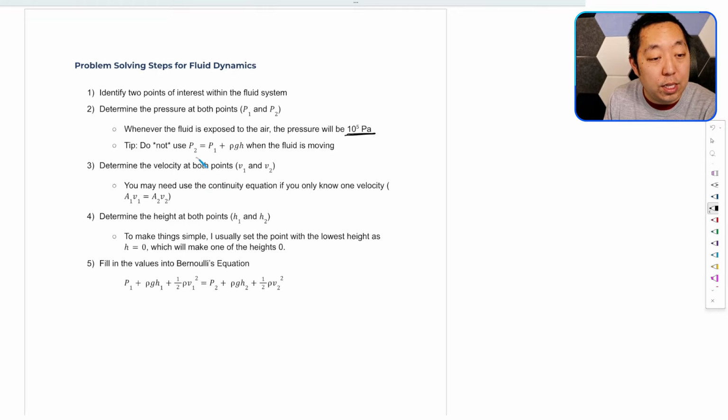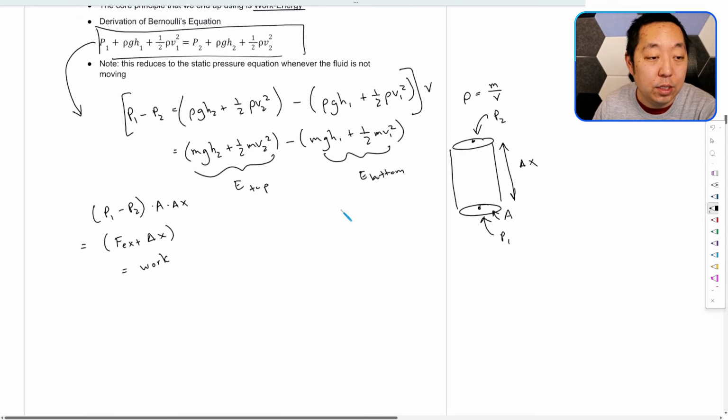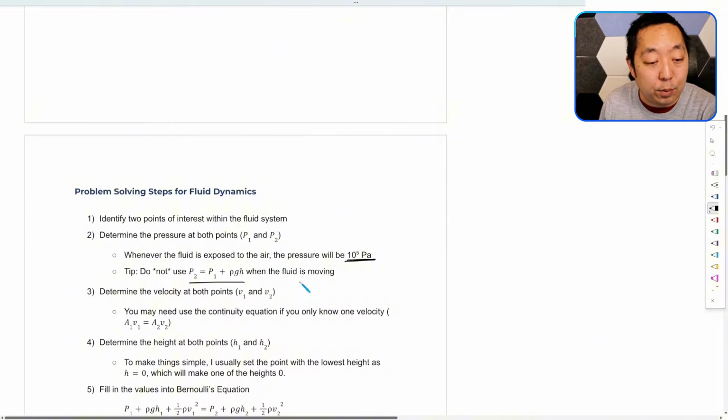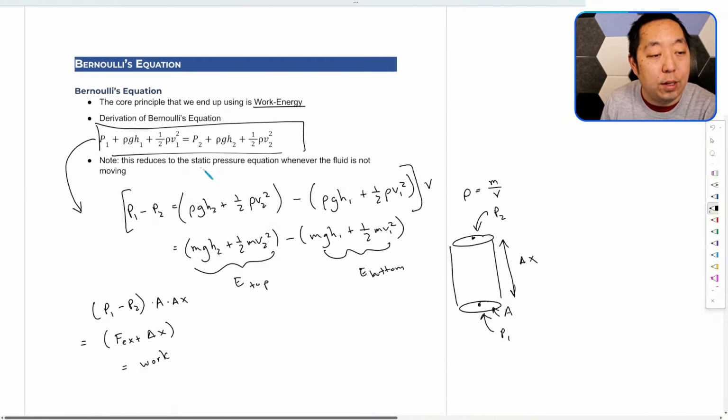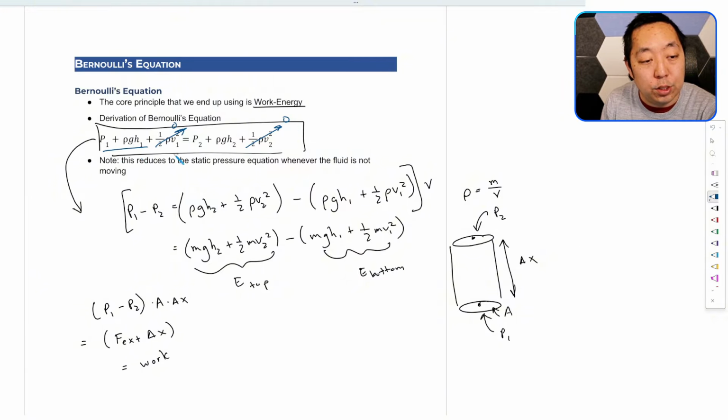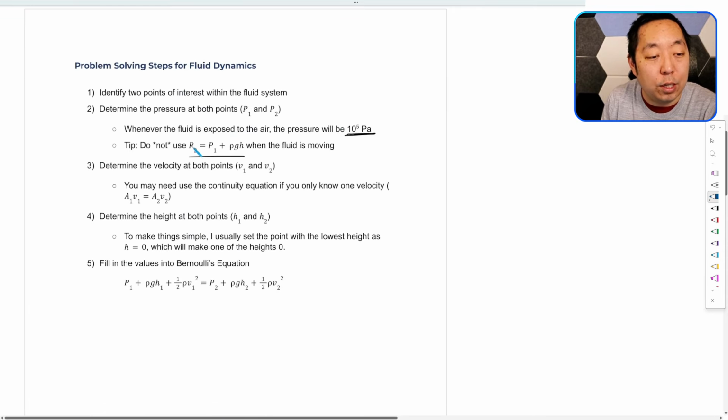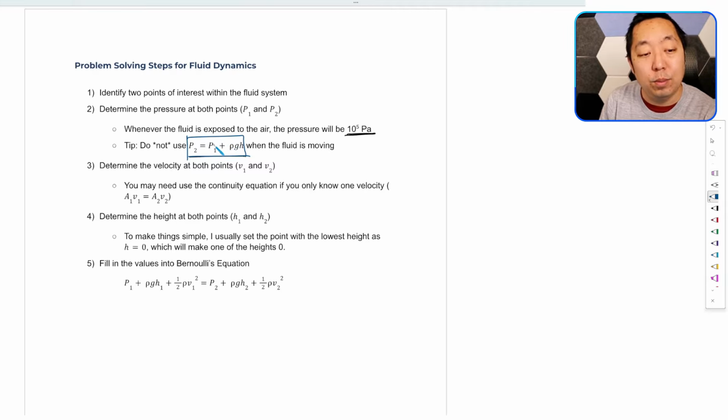And do not use this part when the fluid is moving. Actually, if it turns out you can't use this, because this is for static pressure. That equation will come out if we assume the fluid isn't moving and zero these terms out because it's not moving. You're going to get that hydrostatic pressure equation. You're just going to have h2 minus h1, which is the height difference. So we cannot use this equation. This equation is a simplification. Bernoulli's equation reduces to this form when the velocity is zero. So we can't use that to find the pressure. It has to be either given to us or exposed to the air, which is the most common scenario, where we know it would be 10 to the 5th pascals.